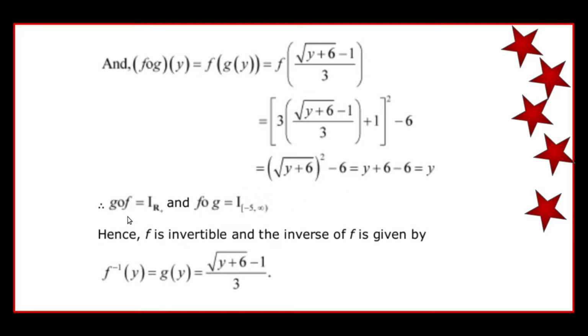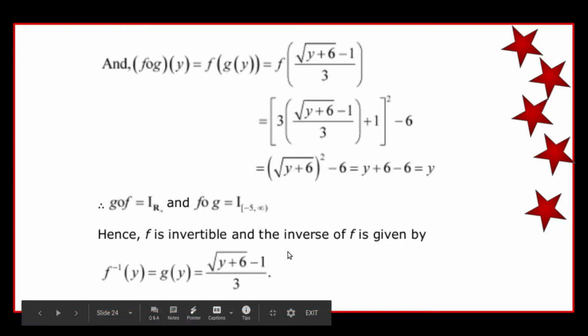So g composite f is the identity function on R plus, and f composite g is the identity function on minus 5 infinity closed at minus 5. So f is invertible, and the inverse of f, f inverse of y, is root of y plus 6 minus 1 by 3. Or f inverse of x, replacing y by x, f inverse of x equal to root of x plus 6 minus 1 by 3.